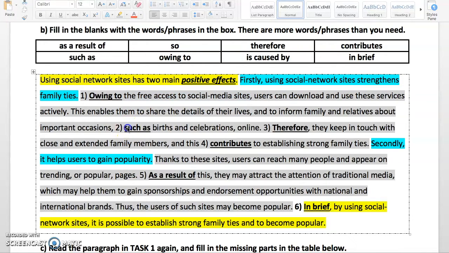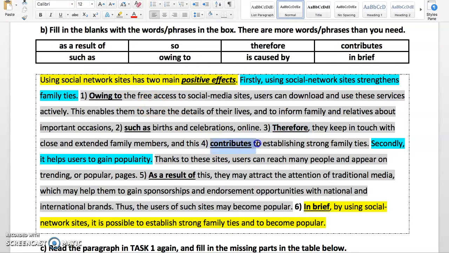In the second blank, we see such as, the writer gives an example here, and as you see, we don't have a full sentence after it, okay, such as births and celebrations. In the third blank, we have therefore. I hope you didn't use so, because remember, we don't use so at the beginning of a sentence in an academic paragraph. What else can we use instead of therefore? Thus, or as a result, right?